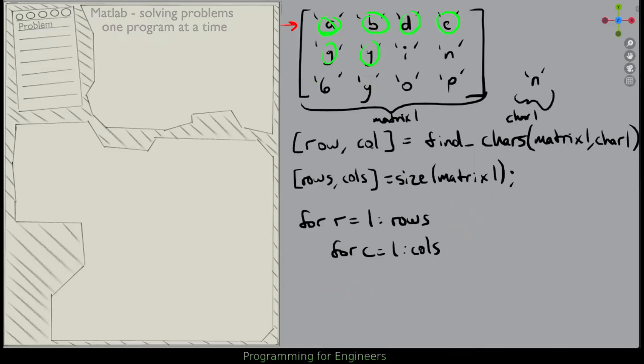But how do we get the row and column for the output? Well, first, I want to say we have no row and no column that we know matches our character. So I'll start them out as empty matrices. And then every time I find one, I'll add it into this. So for R and C here, squeeze this out a little bit.